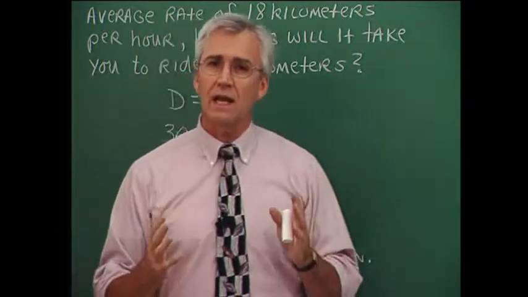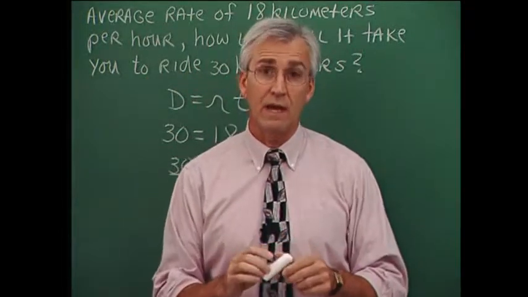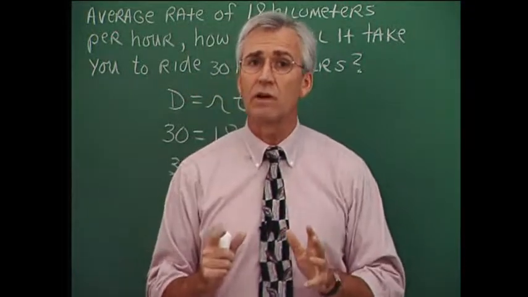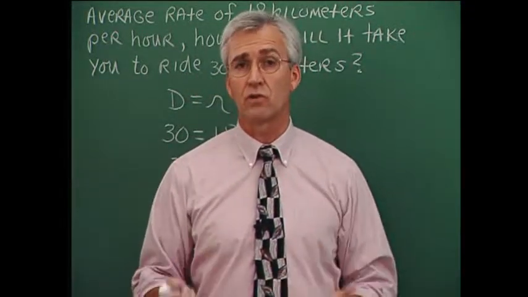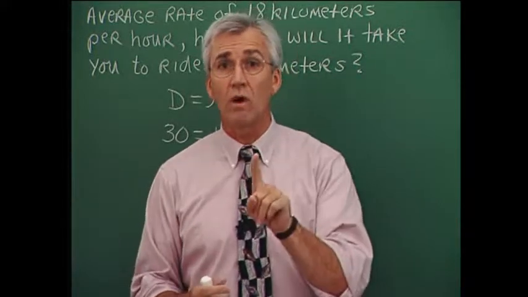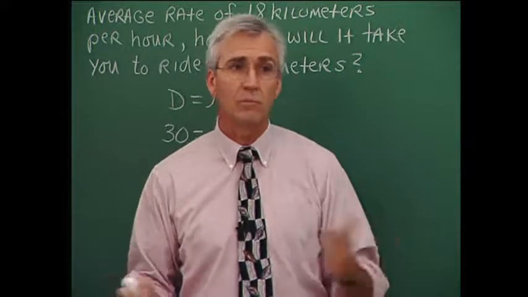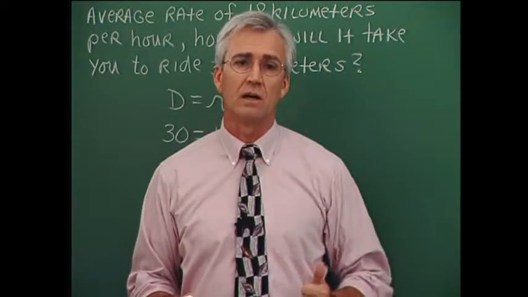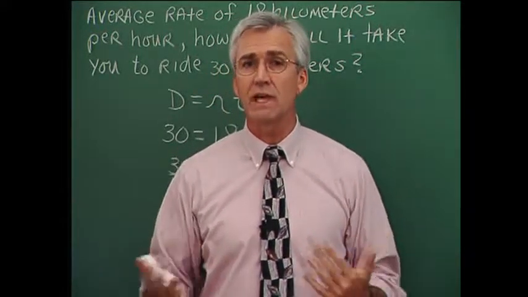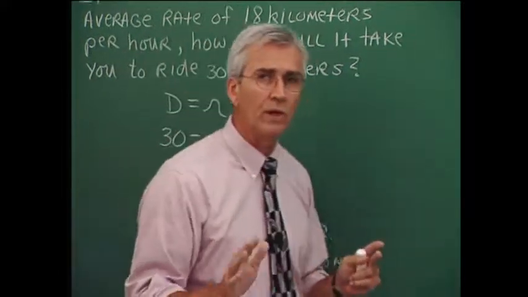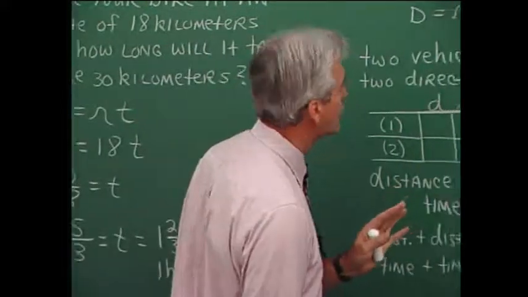The more intimidating kinds of problems in this family of problems occur when either two vehicles are involved or two directions of travel are involved. We might have one vehicle like a canoe that goes upstream and downstream. So that's one vehicle but two directions of travel. On the other hand, we might have two different vehicles involved. We'll take some examples in a minute, but let me outline our general strategy with it.